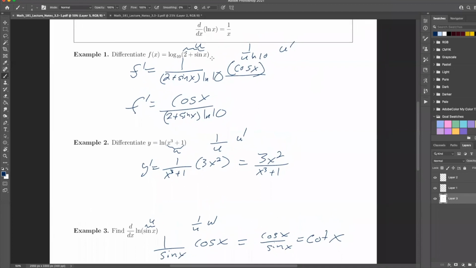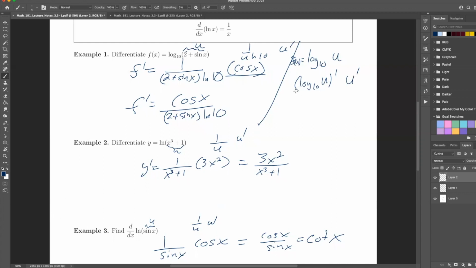So here, for example 1, I'm on the wrong layer. Of course I was. So here, I'm going to do log base 10 of u, f of u, f prime of u. And so if I took this derivative, it'd be log 10 of u prime. So the derivative of this with respect to u, and then the derivative of u.